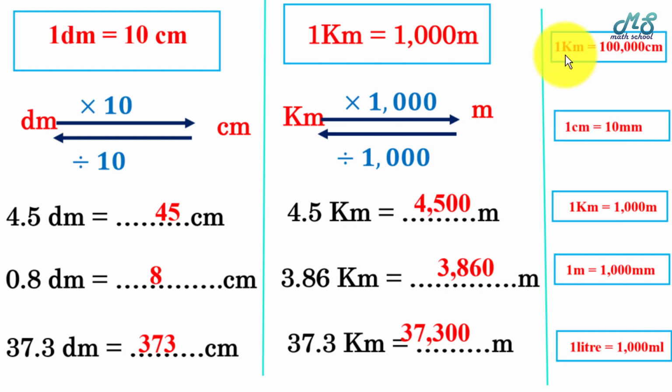Finally, guys, let's revise some relations. First, guys, 1 kilometer equals 100,000 centimeter. Next, guys, 1 centimeter equals 10 millimeter. 1 kilometer equals 1000 meter. 1 meter equals 1000 millimeter. Finally, guys, 1 liter equals 1000 milliliter.